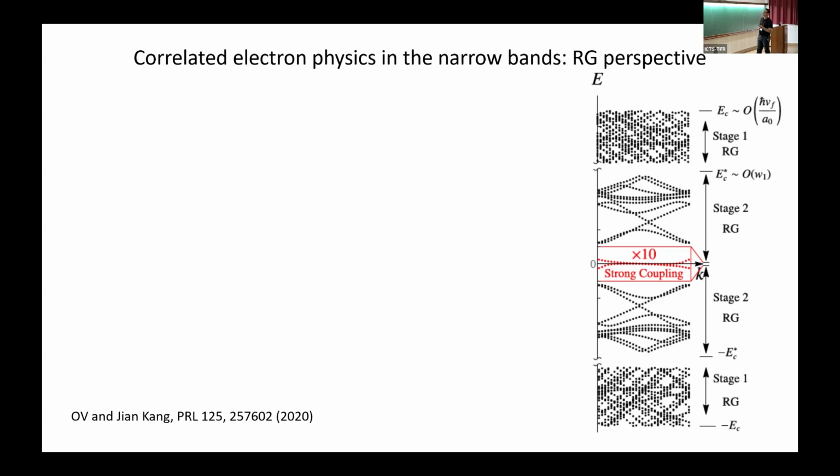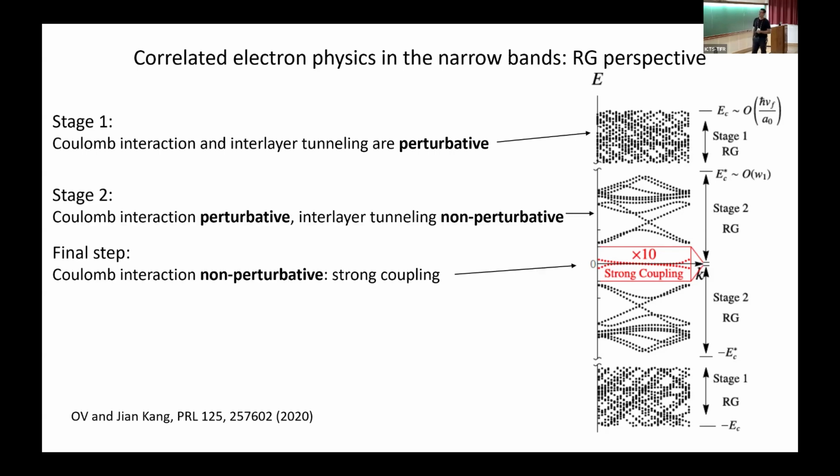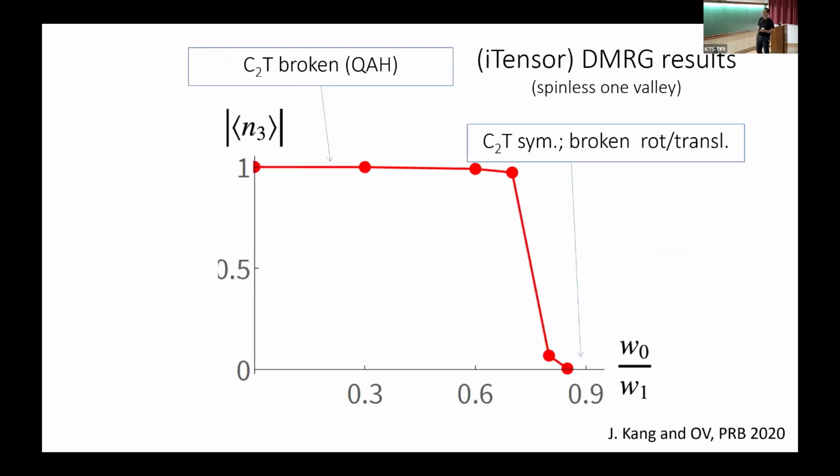So the cutoff will be somewhere over here. And here we still treat the Coulomb interaction as perturbative because of this gap, but then we treat the interlayer tunneling as non-perturbative. In any case, this program can be carried out. This is just what I said. And then in the final step, we find that the Coulomb interactions are still much larger than the residual bandwidth. And in this regime, we then treat the Coulomb interactions as non-perturbative. And so what we're going to do in the rest of this talk is study this so-called strong coupling limit.